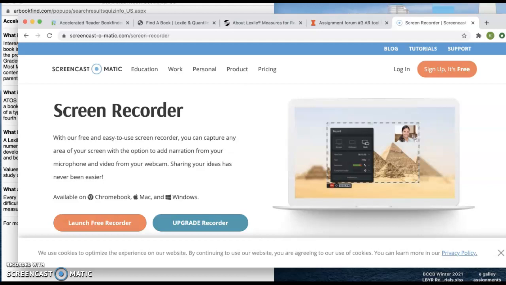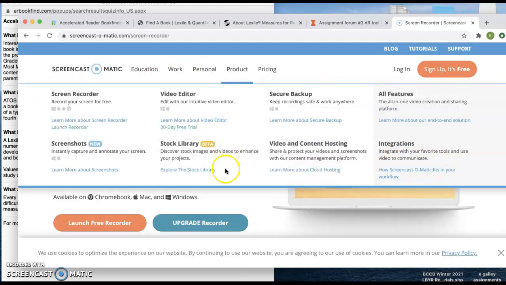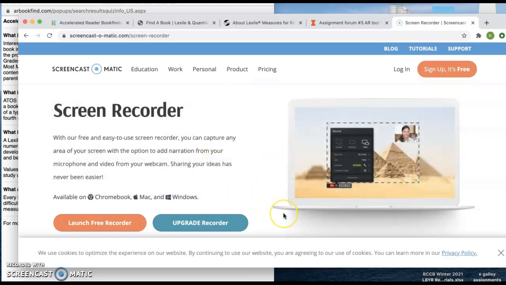So the first thing I want to show you, this is actually the Screencast-O-Matic. This is something that you can run, what I'm recording on right now, that you can run for free when you do your final assignment, but I just wanted to show you that, but you don't need to worry about it right now.